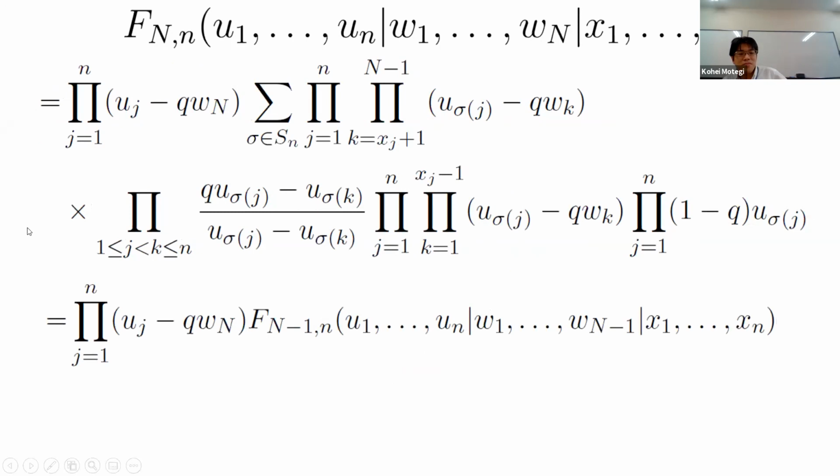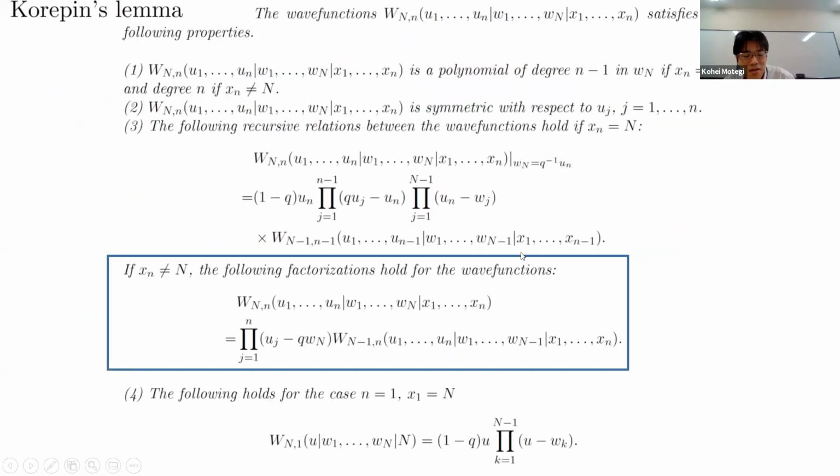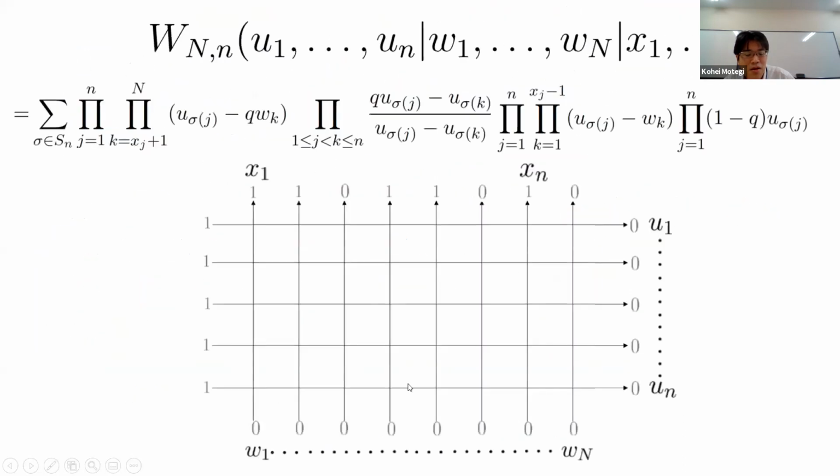So now we check this factorization. And also it's very easy to check this property. So we checked this multivariable polynomial satisfies all the properties in Korepin's lemma. So we conclude that this wave function can be written like this.